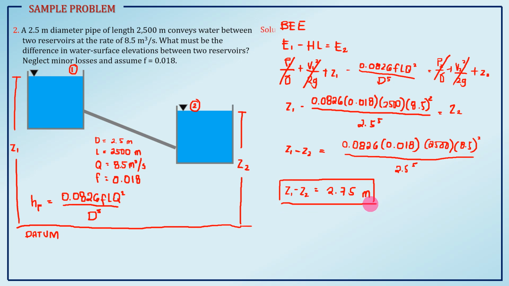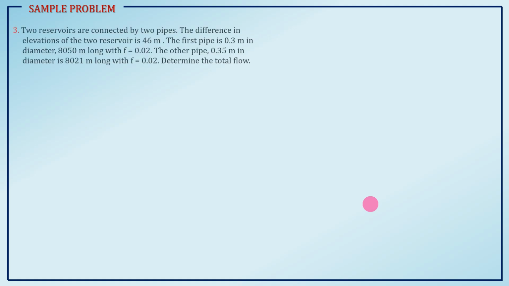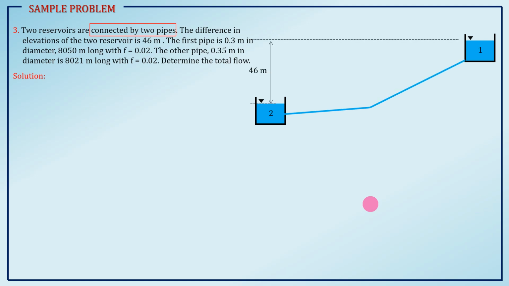Okay, let's have another sample. Two reservoirs are connected by two pipes. The difference in elevation of the two reservoirs is 46 meters. So they are connected by two pipes. This is pipe 1 and then pipe 2. Let's show it in the figure.